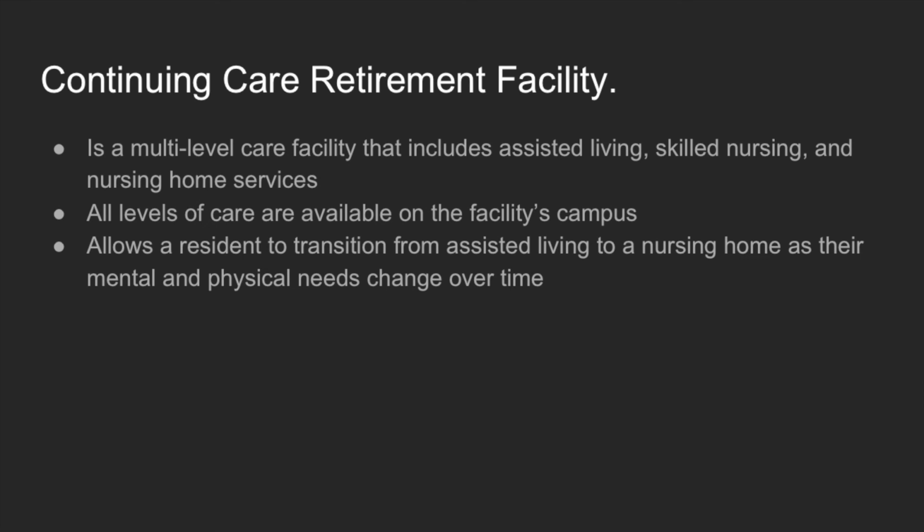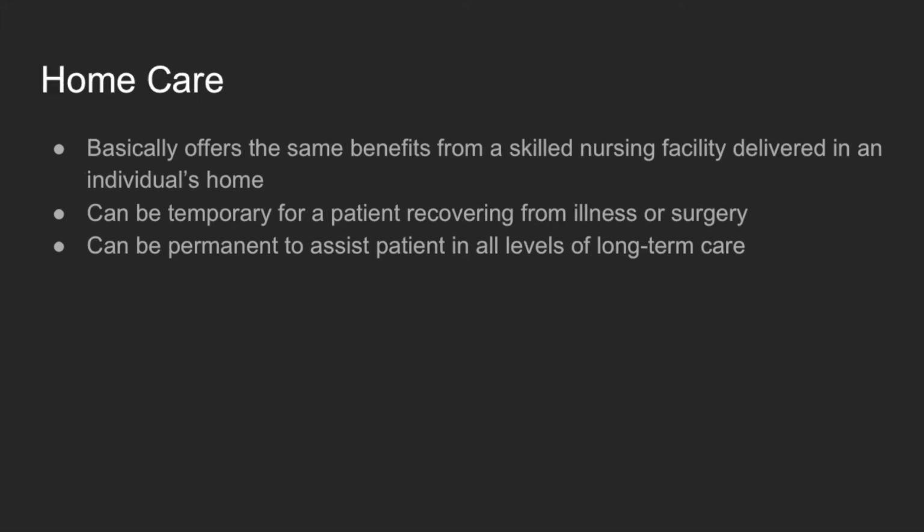Then there are continuing care retirement facilities, which is basically a multi-level care facility that includes assisted living, skilled nursing, and nursing home services all together. This allows a resident to transition from assisted living to a nursing home as their mental and physical needs change over time. So last, there's home care, and it basically offers the same benefits as a skilled nursing facility, but it's delivered to an individual's home. This type of care can be temporary for a patient recovering from an illness or injury. It can also be permanent to assist a patient in all levels of long-term care.